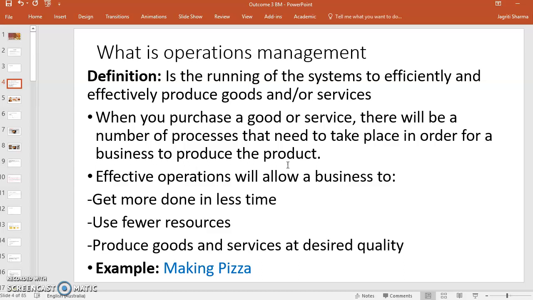When you're doing your business, improving the quality of your product is going to be effective for your business. For example, making a pizza. There is a little video on making a pizza, and I'm going to upload the link for you to watch that as well.